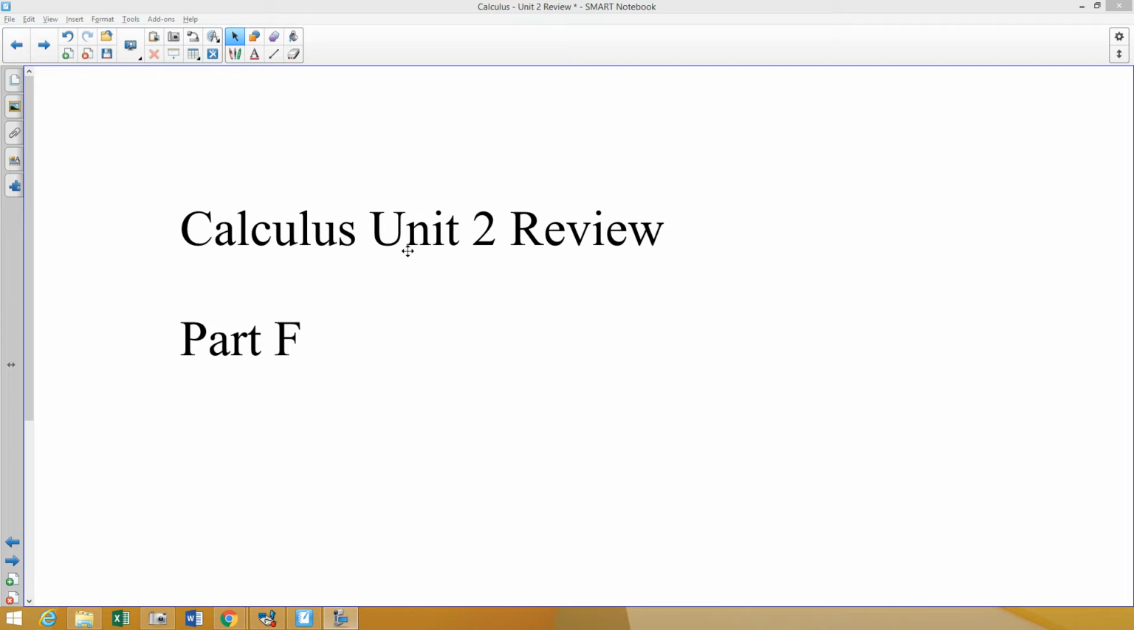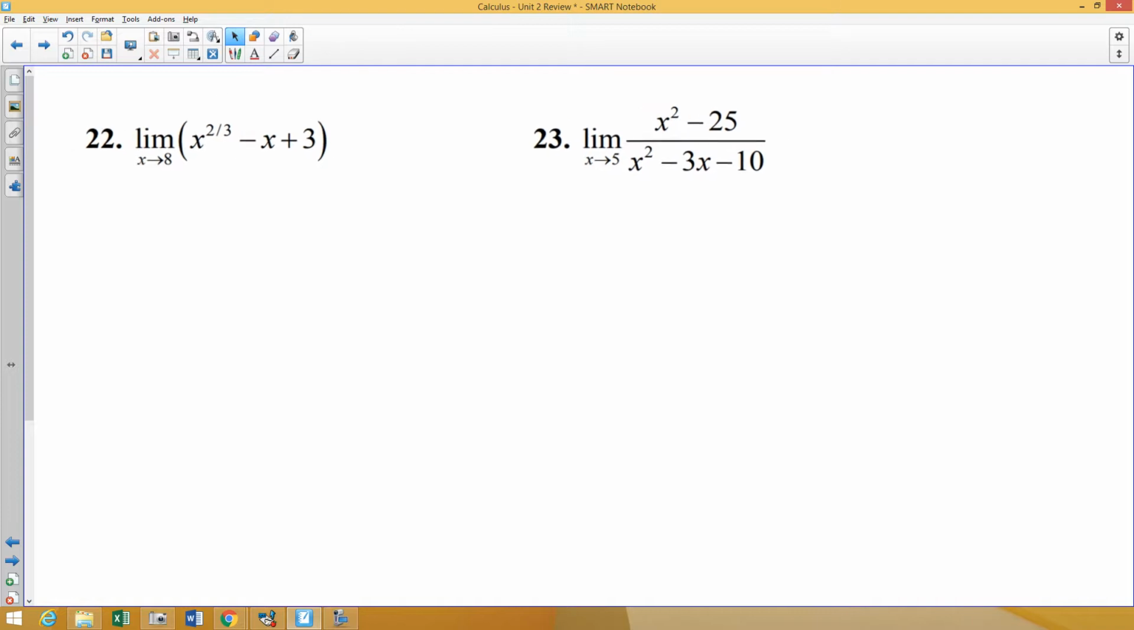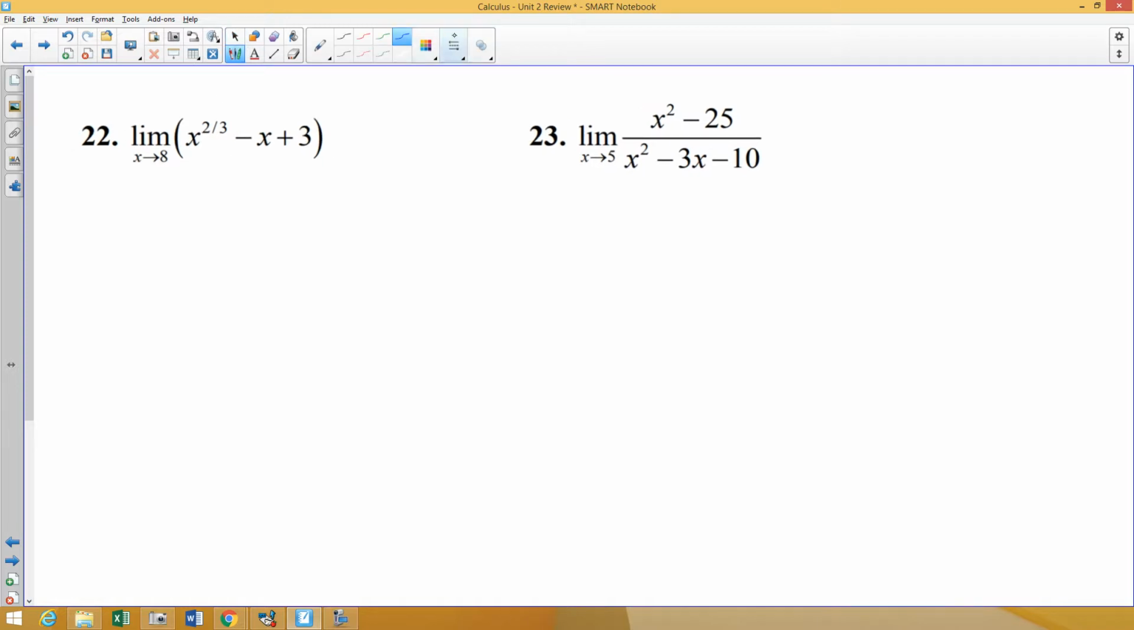Alright, moving on with part F of the review. This is what I call normal limits, where you're not looking at a graph. Number 22, x approaching 8. The first step with every limit is simply to plug in whatever the value of x is that we are approaching, and that actually does give us the correct answer for number 22.